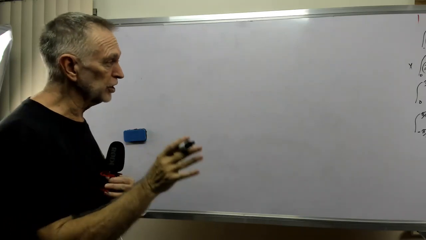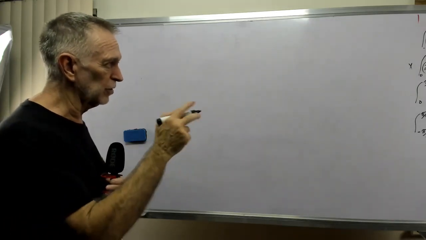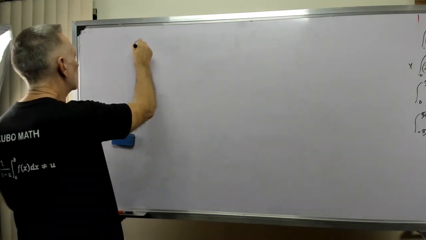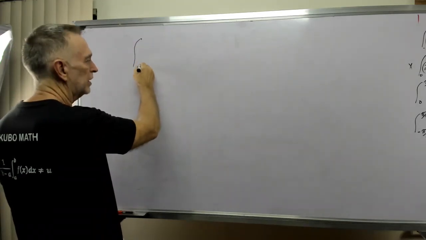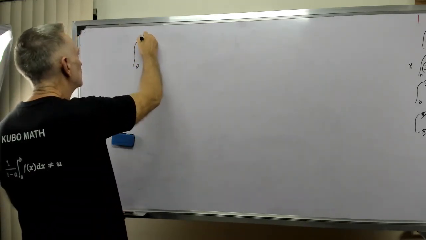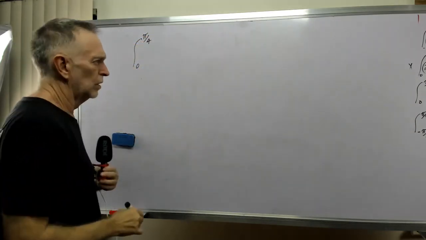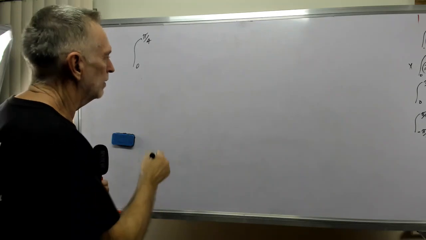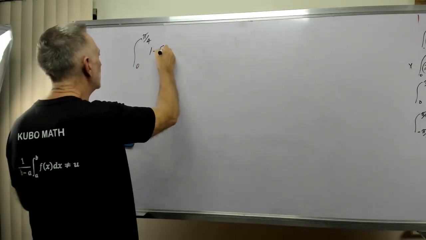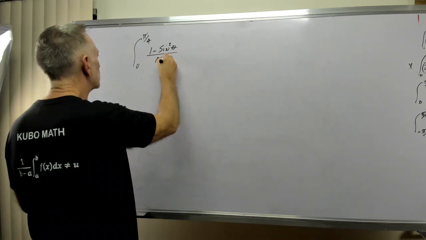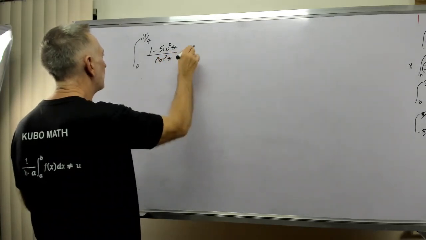Let's now shift gears just a little on a couple of problems and work an integral of trig functions. The integral from 0 to pi over 4 of (1 minus sine squared theta) over cosine squared theta d theta.